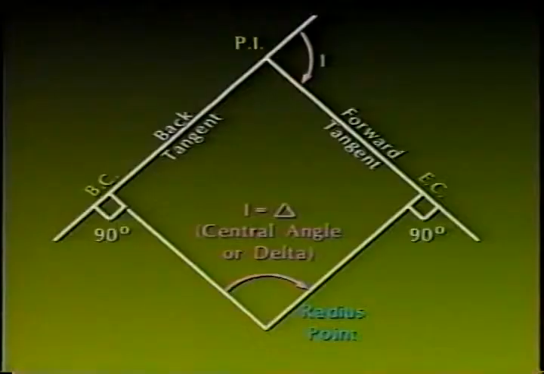In this next graphic, we have added additional basic components of our curve. Note that the central angle, or delta, for the curve is an angle included between the two radial lines. The delta angle is always equal to angle I at the PI, and radial lines from the BC and EC are always perpendicular to the tangents.